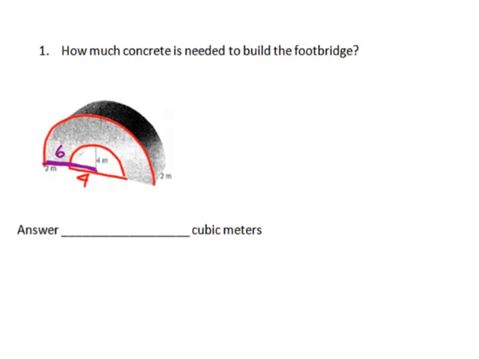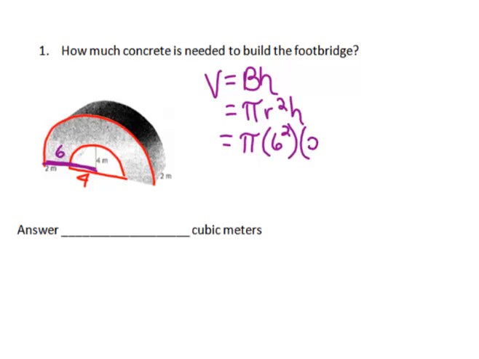So we're going to calculate the volume of the large cylinder minus the volume of the small cylinder, okay? Volume for a cylinder, area of the base times height, which is basically pi r squared h, okay? So I have the large cylinder, pi times my radius, 6 squared, times my height, which is 2. 6 squared is 36 times 2, so I have 72 pi. That's the volume of the large cylinder.